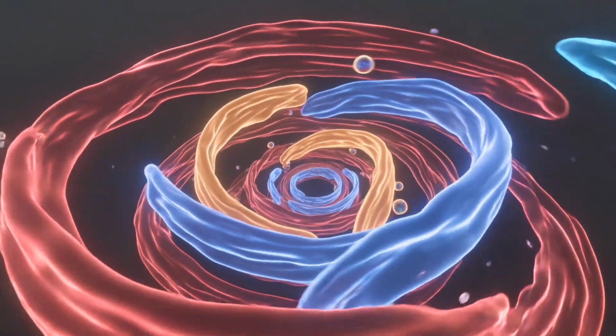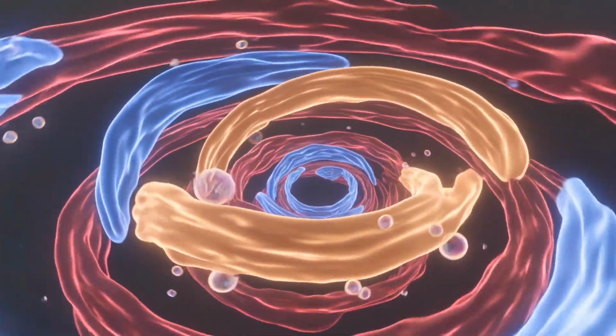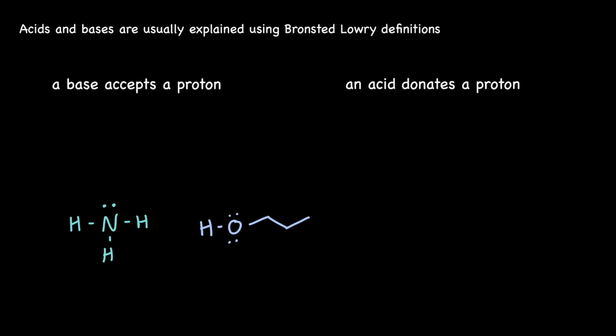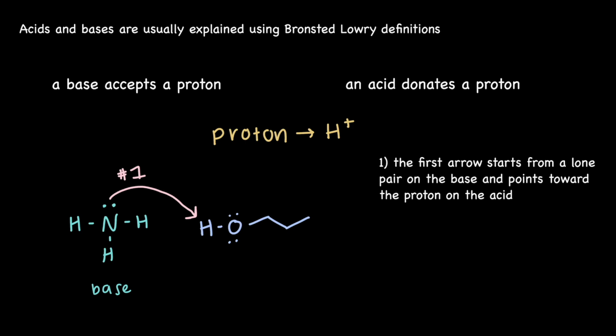In organic chemistry, acids and bases are usually explained using Bronsted-Lowry definitions. An acid donates a proton, a base accepts a proton, and the proton we are talking about is simply H+. Now let's discuss the mechanism itself. Every acid-base mechanism has two arrows. The first arrow starts from a lone pair on the base and points toward the proton on the acid.